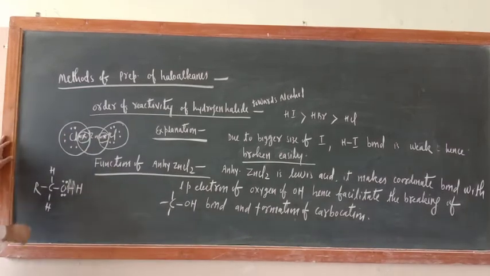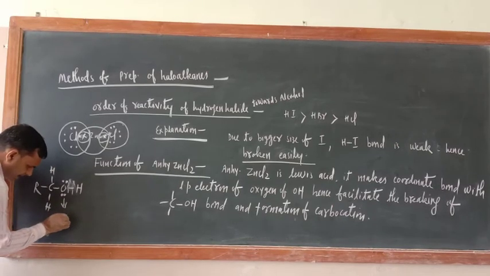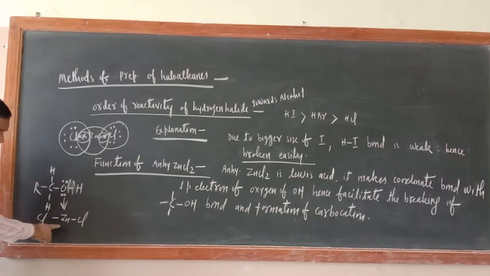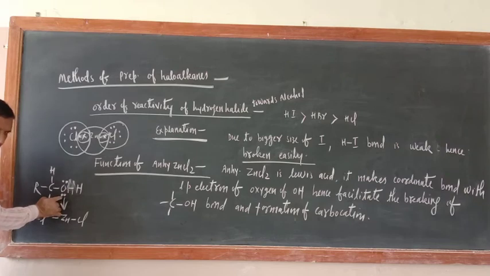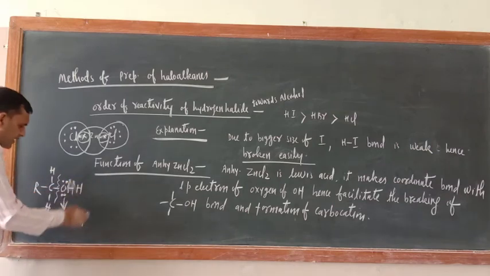Now just see. During the course of the reaction, this will form Zn, and here Cl, and here Cl. Correct or not? So zinc is requiring electrons, so it is making a coordinate bond with the lone pair of electrons of oxygen, hence facilitating the breaking of this C-OH bond.